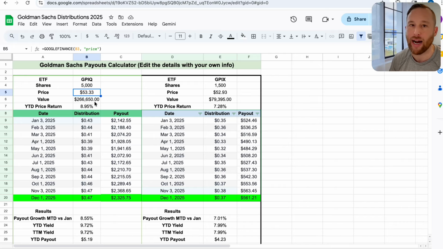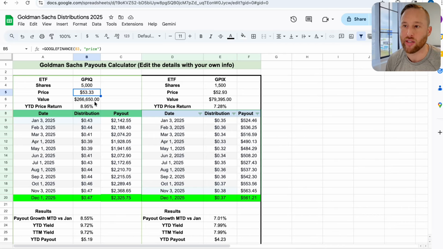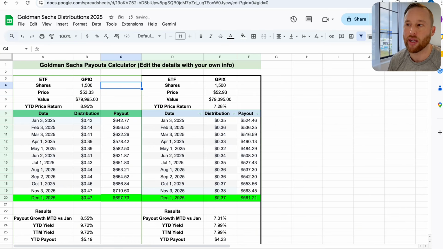Now, do keep in mind that the price does fluctuate. So this is taking today's price, and the payouts will be a little varied relative to what you have seen, because the price would have been different at that time. But for simulation purposes, we're going to use today's price. For this example, we have 1,500 shares of GPIC and 1,500 shares of GPIX.